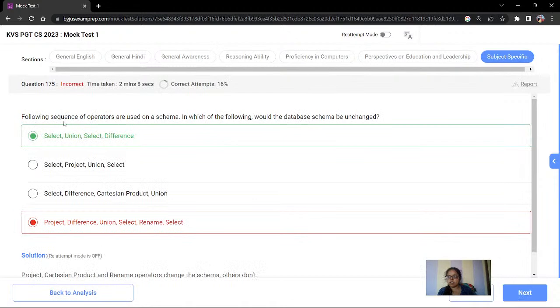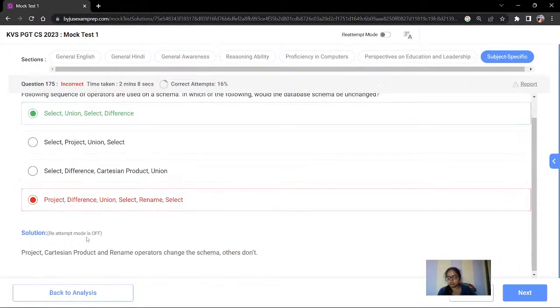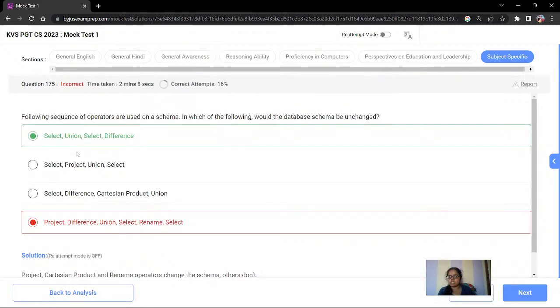The following operators are used on schema. So in which of the following can the database schema be changed? Select, union, select, difference. So project, Cartesian product and rename operators change the schema. The others don't change the schema. So project and Cartesian product, yes, and the rename operator is used to change the schema. So this is not used to change the schema.